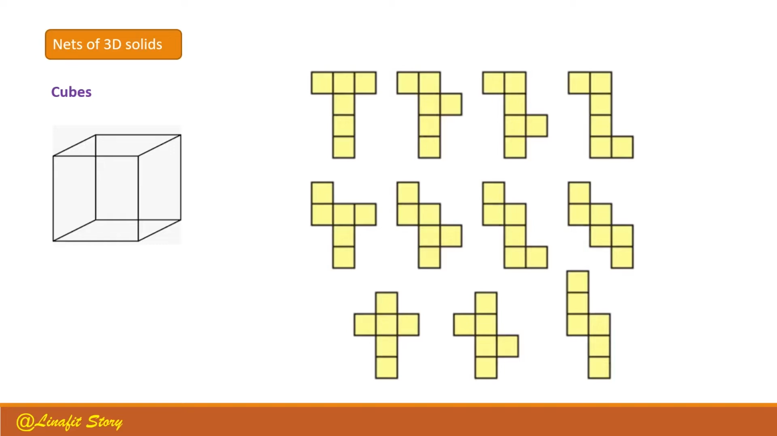Nets of 3D solids. A net is a two-dimensional shape that can be folded to make a three-dimensional shape. This is the net of a cube. There are 11 nets. So, for example, if this is the base of the cube, this will be the right side. This is the left side. This is the front. This is the top. And this is the back.